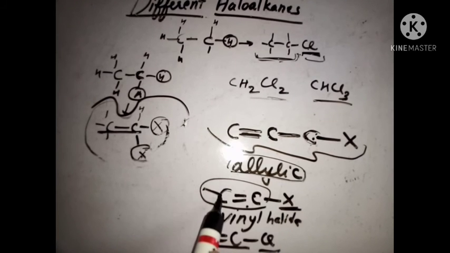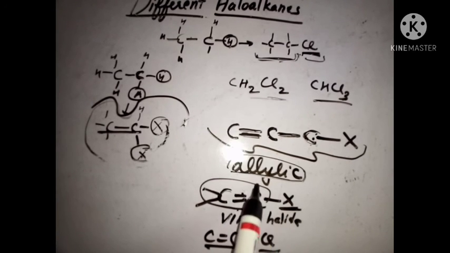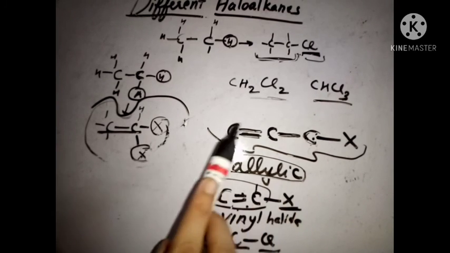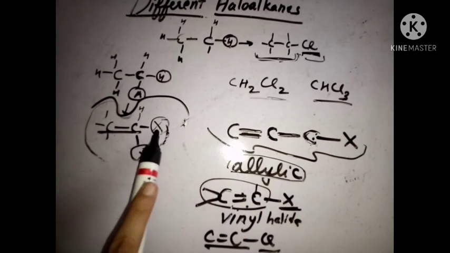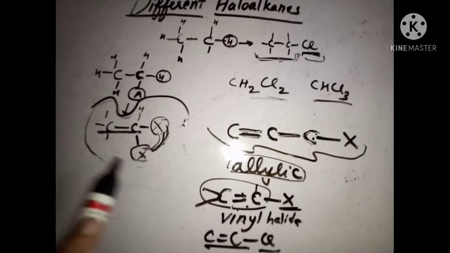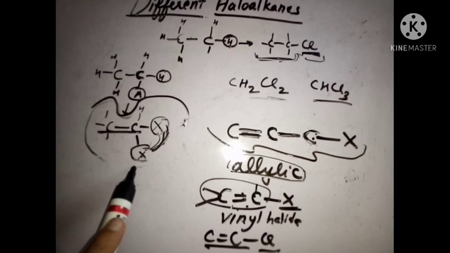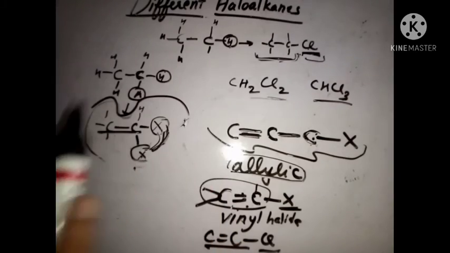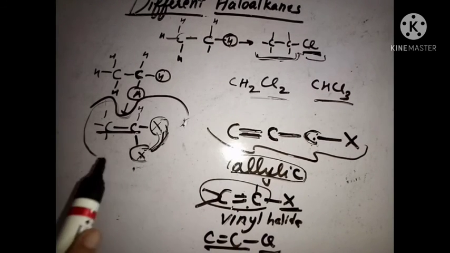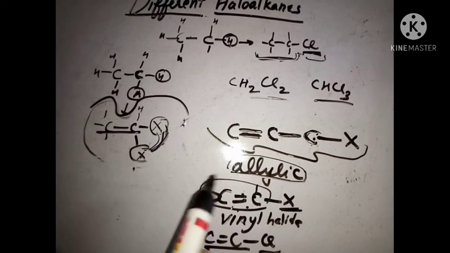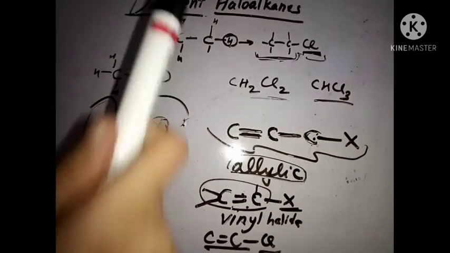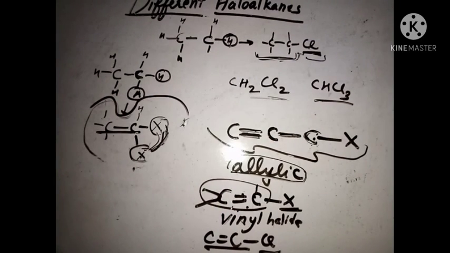The rest of the valency will be satisfied by hydrogen. So this case is vinyl. This type of case is allyl halides. This is gem dihalides. And when adjacent hydrogen is replaced by chlorine, that is vicinal dihalide. So these were the different types of haloalkanes as well as haloarenes. I hope that you all understood.